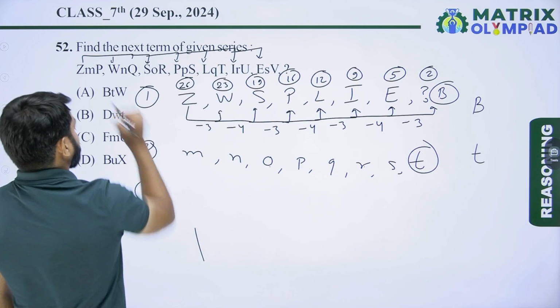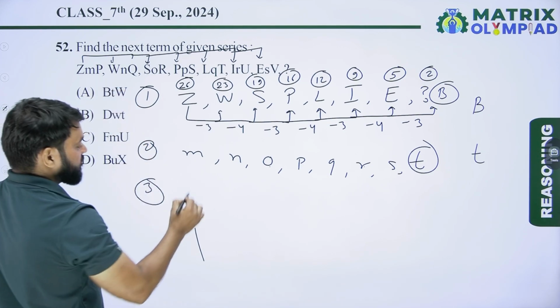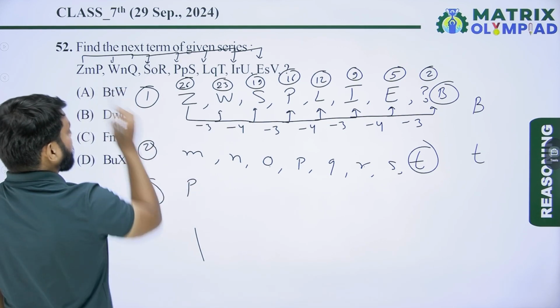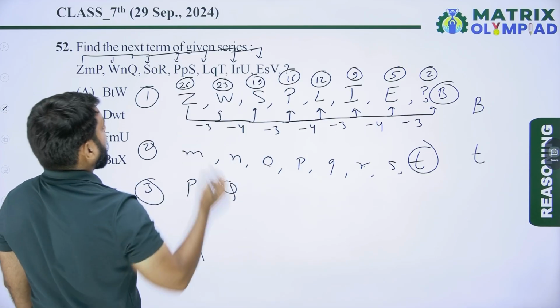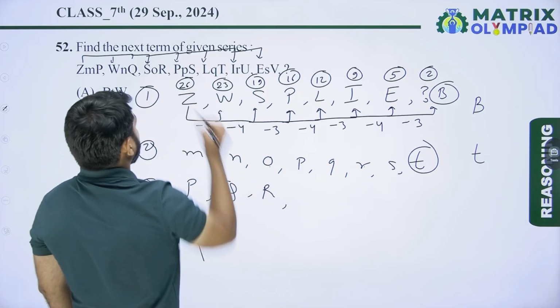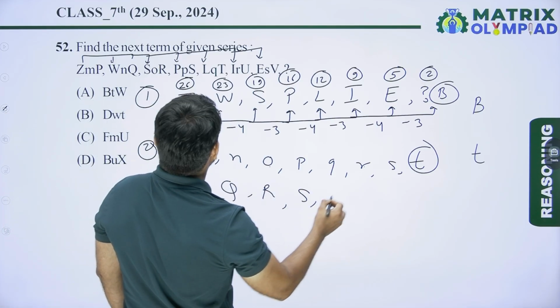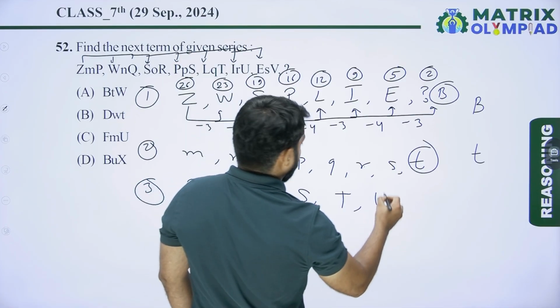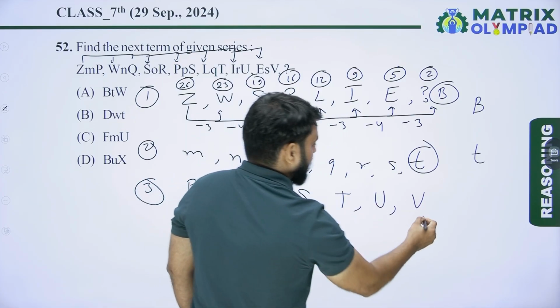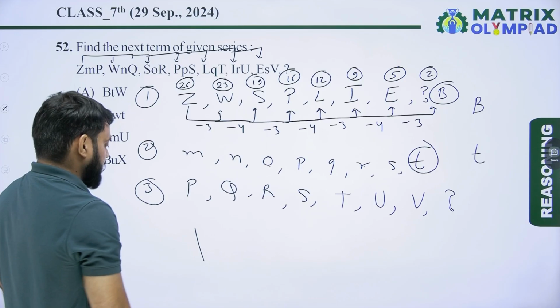Now third alphabet series. Taking third alphabet of each term. So third alphabet is P. Next is Q. After Q, next is R. After R, next is S. Next is T. Again U and V. And find the next. So check the pattern.